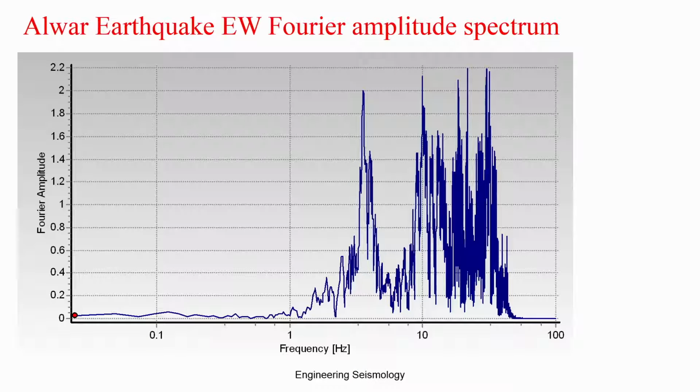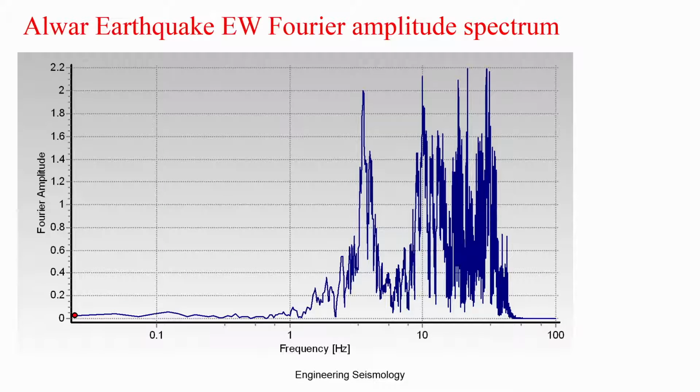You can do this with two kinds of Fourier transformation: the discrete Fourier transformation and the fast Fourier transformation, where the acceleration time history data is transformed by the calculation. You get a Fourier amplitude spectrum and a power spectrum. We have been seeing how the Fourier spectrum looks for the typical data we discussed earlier. This was the same Imperial Valley earthquake east-west Fourier component.